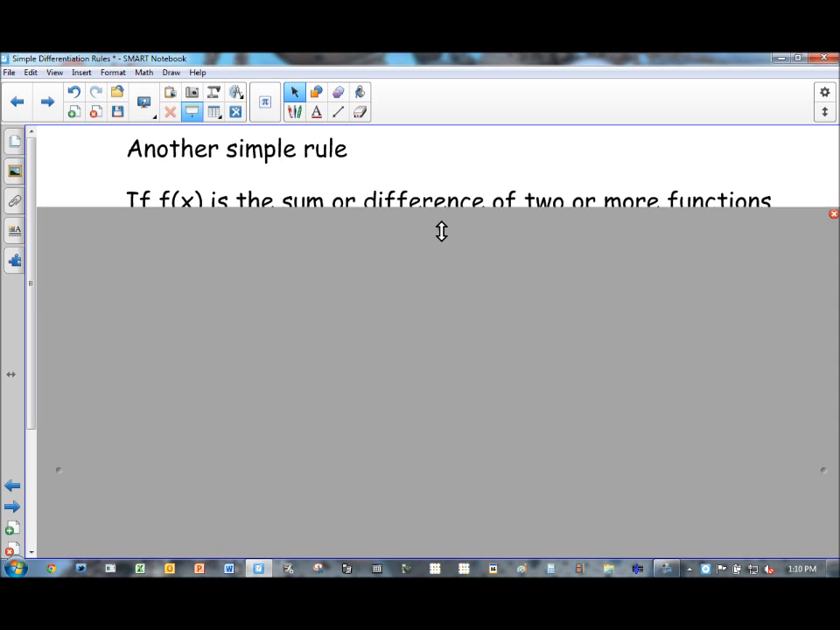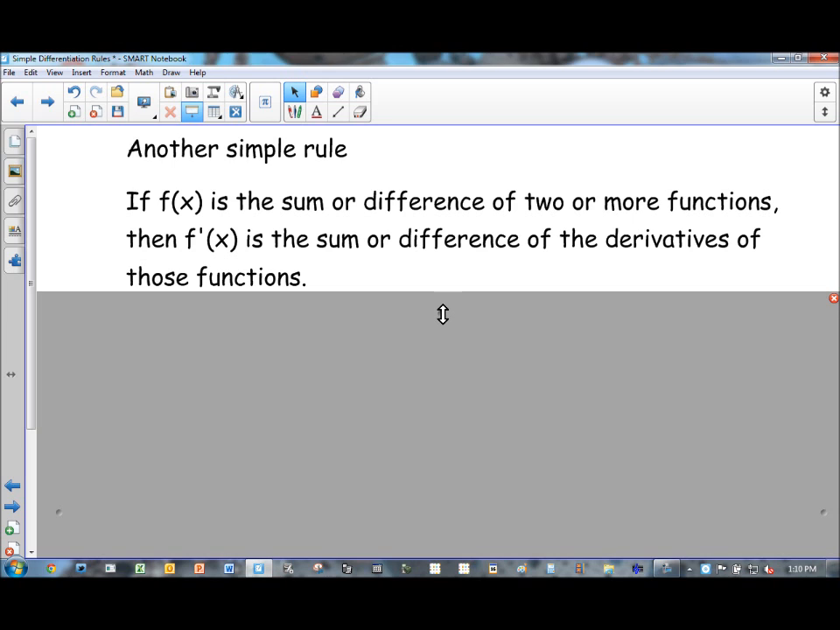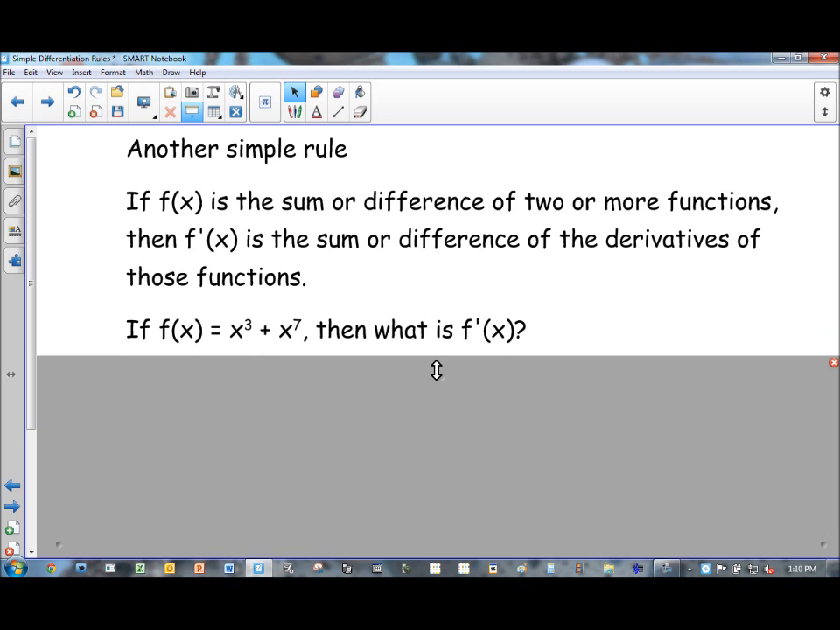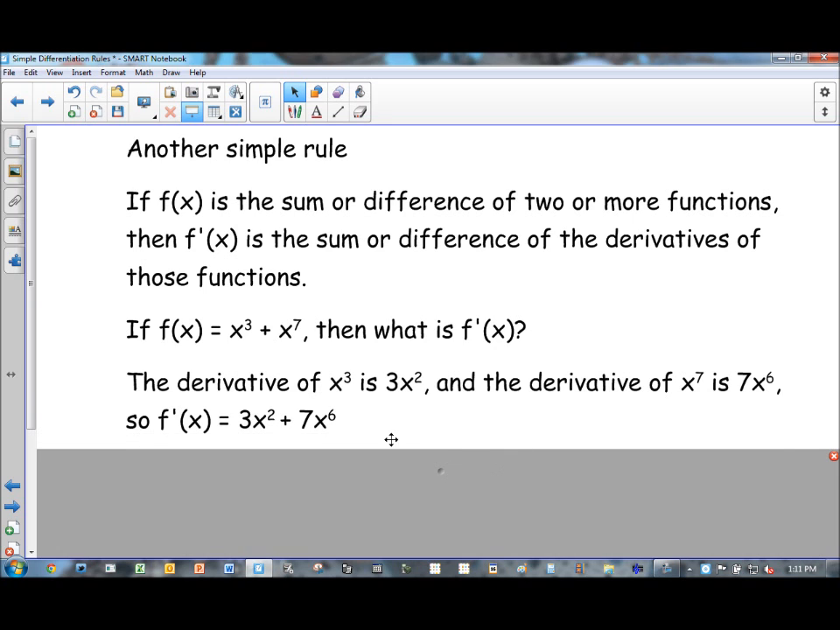And yet another one. If I have two functions that are being added together or subtracted, then the derivative is just the sum or difference of those derivatives. So let's look at an example of that. If I've got f of x, which is x cubed plus x to the 7, then the derivative of that is going to be whatever the derivative of x to the third is plus whatever the derivative of x to the 7 is. All right, I know the derivative of x cubed is 3x squared, and I know the derivative of x to the 7 is 7x to the 6. So I add those together and I get the new derivative. It's 3x squared plus 7x to the 6.